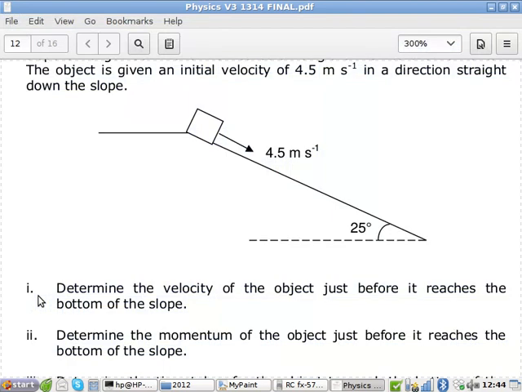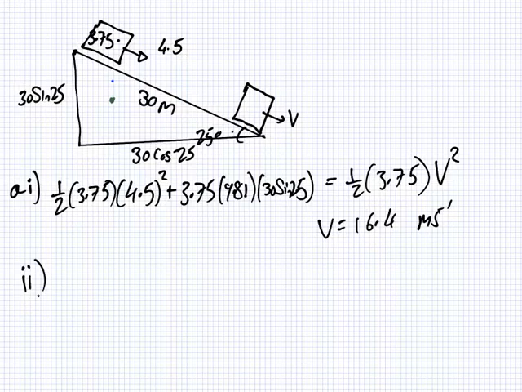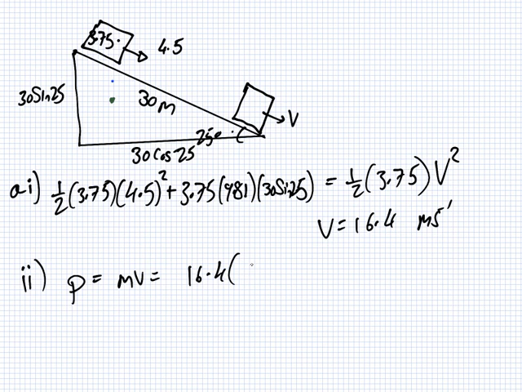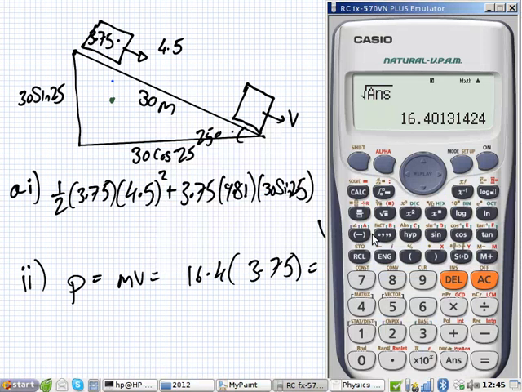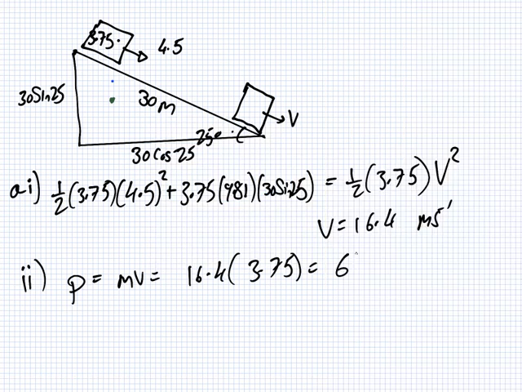What is the momentum? Oh, well, that's so easy. What's the formula for MV? So, it'll just be 16.4 times 3.75, and I still have this on my calculator. 61.5 and the units. Kilogram meters per second.